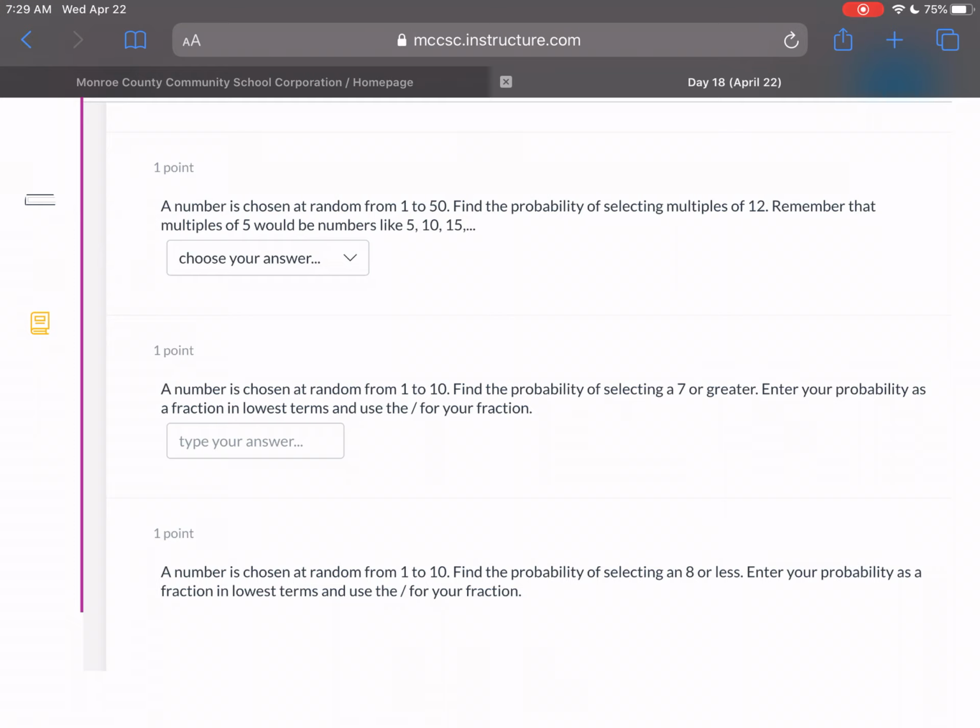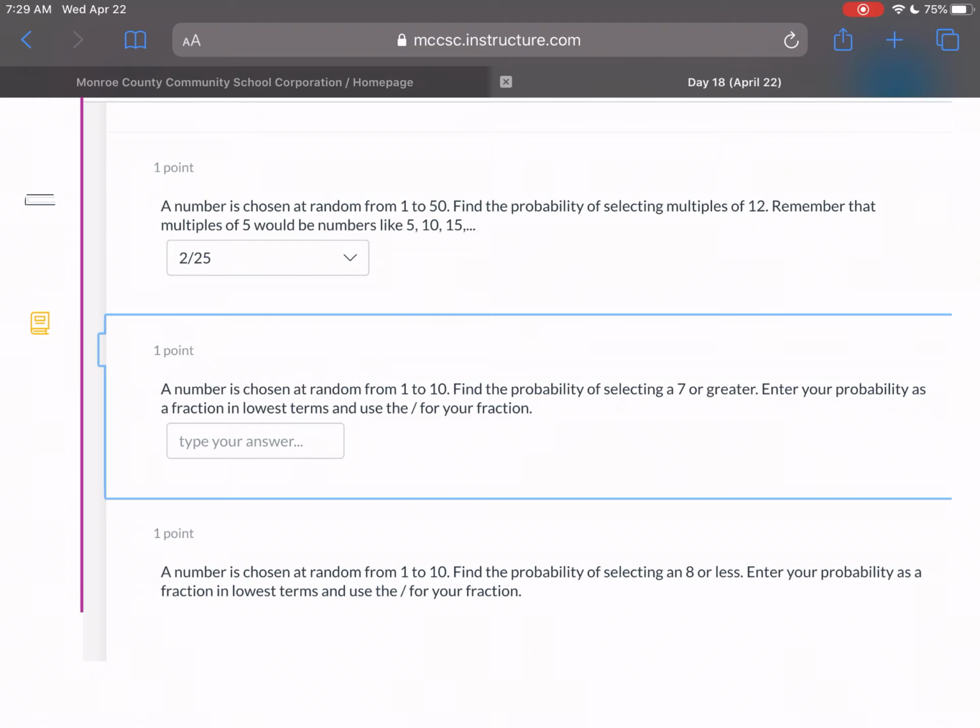Okay, a number is chosen at random from 1 to 50. Find the probability of selecting multiples of 12. Okay, so we really are just multiplying by 12. So 12 times 1 is 12. 12 times 2 is 24, so that's 2. 12 times 3 is 36, that's 3. 12 times 4 is 48, that's 4. And we can't do any more because, well, it would be over 50. So that means it's 4 over 50 total numbers. If we divide both of them by 2, it would be 2 over 25.